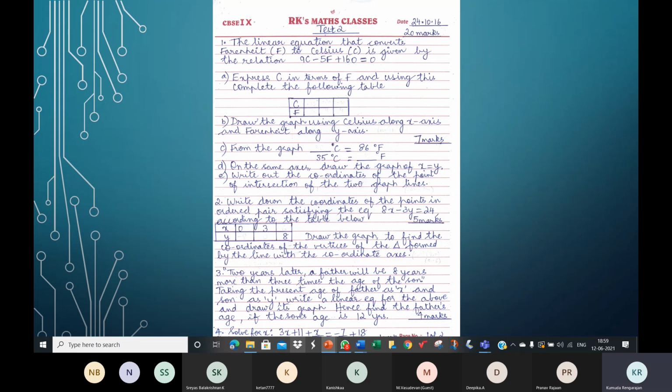2 years later, a father will be... That means when they're talking about 2 years later, it is the father's age 2 years later and the son's age also 2 years later. But if it is about the present ages, the word present will be mentioned there. Because some of us had a doubt whether the son's age we should take as y or y plus 2, I'm trying to clarify that. 2 years later, a father will be 8 years more than 3 times the present age of the son. Present age of the son will be given to you.